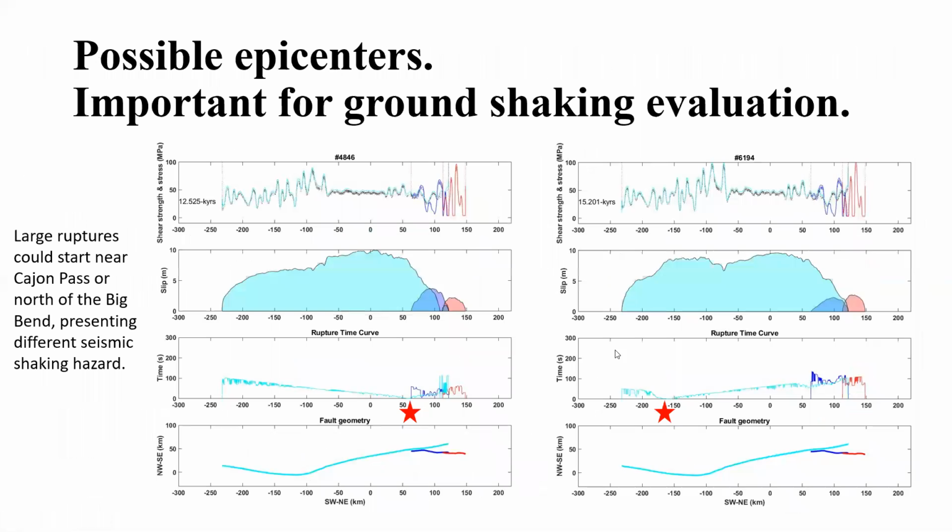Important information from the model is the possible epicenters, and it is important for ground shaking evaluation. For example, these two type A ruptures could either nucleate near Cajon Pass or north of the Big Bend.